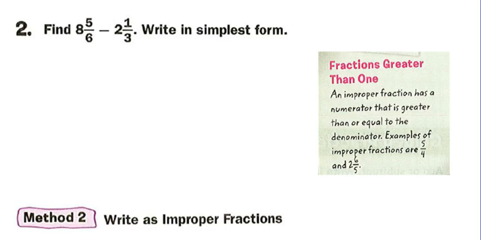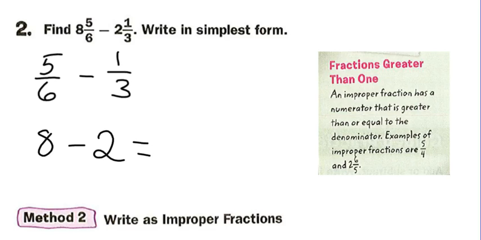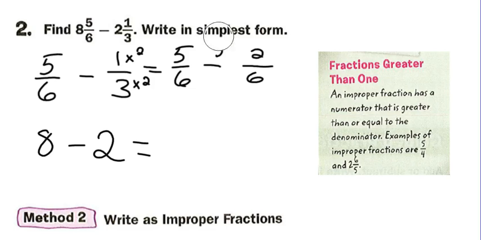Just like I did before, we can split them up into 5/6 minus 1/3, and then 8 minus 2. In this case, that works out fairly simple. We need a common denominator for 5/6 and 1/3. So 5/6 remains the same, but 1/3 we can change to 2/6. That way we have those nice common denominators, and then we can subtract them.